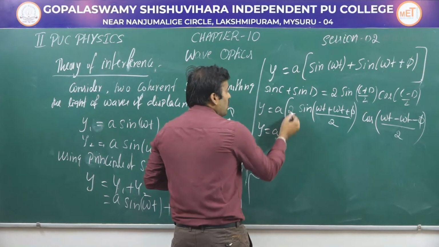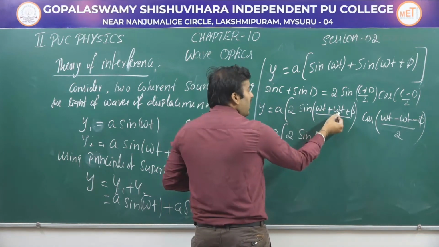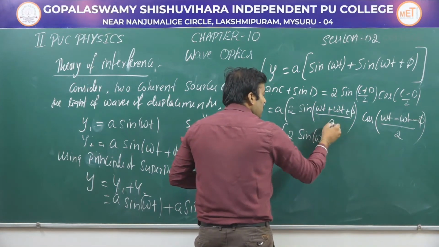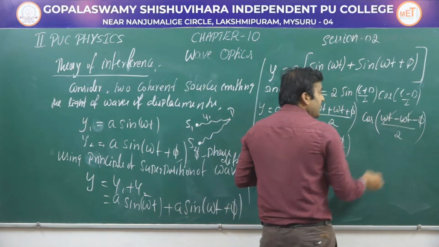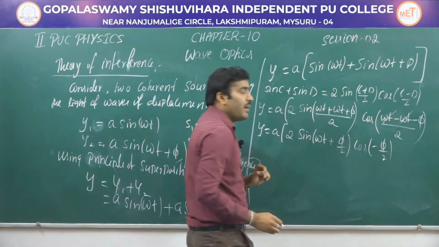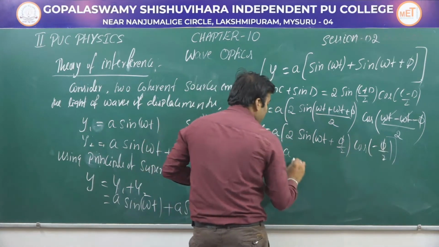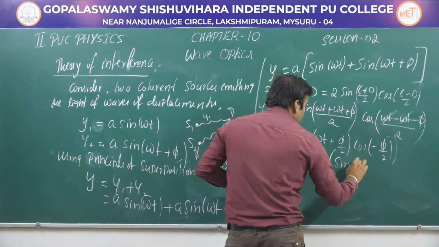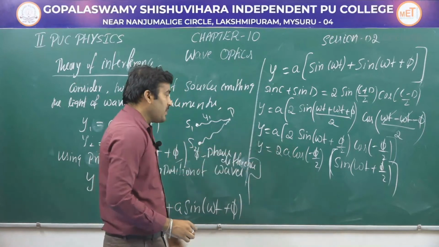Now further rearrange this. Y is equal to a into 2 sine of omega t plus omega t, which is 2 omega t, by 2 is omega t only. Therefore this will be omega t plus phi by 2, correct? Next, cos of, here omega t and omega t get cancelled, cos of minus phi by 2 remains. Now let us write this equation as y is equal to 2a into cos of minus phi by 2, that into sine of omega t plus phi by 2, correct? So we got this expression now.